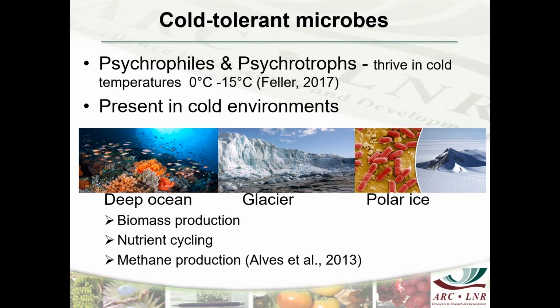Cold-adapted microorganisms, including both cold-loving psychrophiles and cold-tolerant psychrotrophs, are widely distributed in nature and exist in deep oceans, glaciers, and polar ice, where they contribute to biomass production, nutrient cycling, and methane production from the degradation of organic compounds.